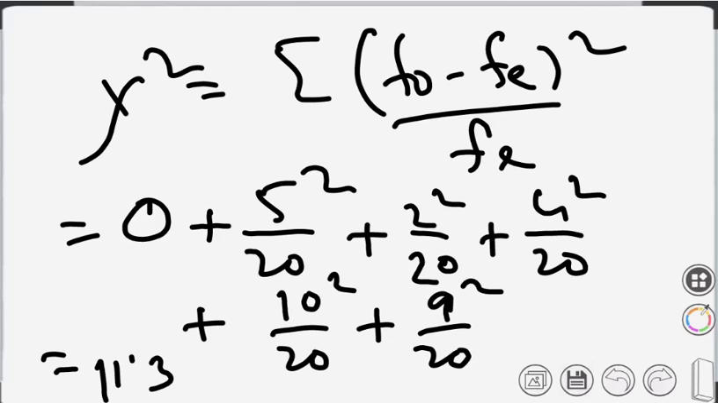Are you getting it? Students, reply. Just calculate. Because chi square is the sum of all those values. And now we have to check the table. I have already sent you the table of chi square. So this is the calculated value of the chi square, and we have to check the tabulated value.